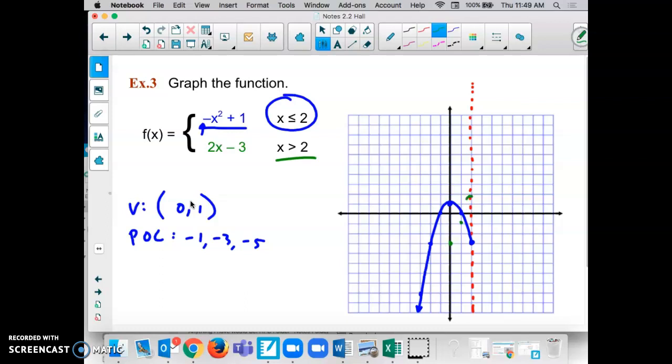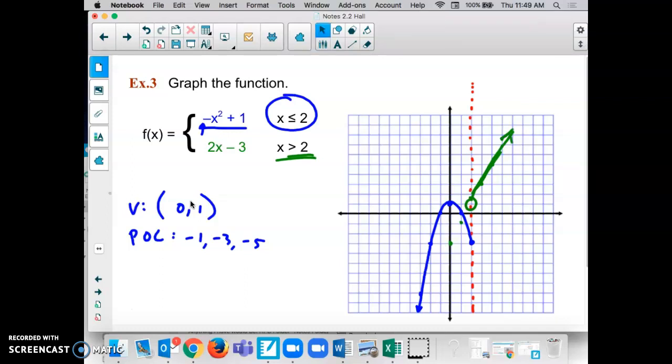And again, this should be open. It should be open there because it does not include it. It's only greater than. The slope again. Up 2, right 1. Up 2, right 1. Now I can make my line. Not the best line, but up 2, right 1 should be there. And there you go.